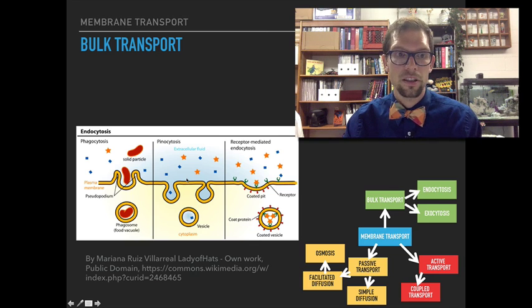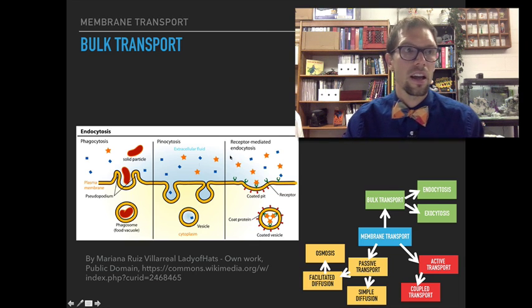Now, endocytosis can be specific. You can have different proteins on the surface of the cell which are going to recognize specific solutes that you're going to bring into the cell. So in that way, it can be specific to the things that you're actually taking into the cell.